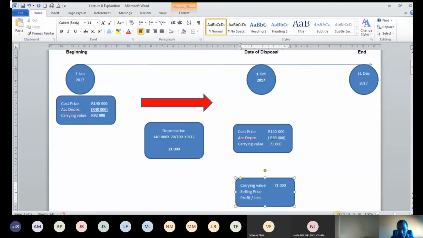The selling price, remember, back to your question now. They tell you now that the selling price was 80,000 Rand. So we are selling the asset for more than the carrying value. Therefore, we have made a profit, and we have made a profit then of 9,000 Rand. The profit that we have made now with this transaction is 9,000 Rand.